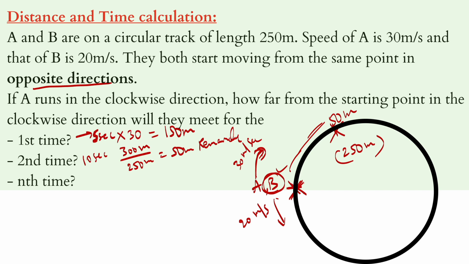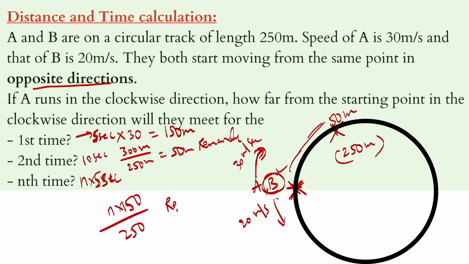Now what about the nth time? For the nth time, the time is n into 5 seconds. That is n into the first time, right? In this case, it's 5 seconds. What about distance? Distance is also the same, n into 150. 150 is the first time distance, right? Divided by the length of the track, which in this case is 250 meters. So n into the distance covered, divided by the length of the track, will give us the distance between the nth meeting and the starting point, right? So n into 150 by 250.